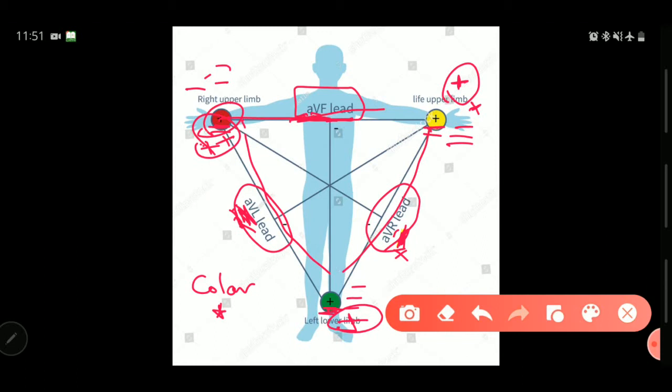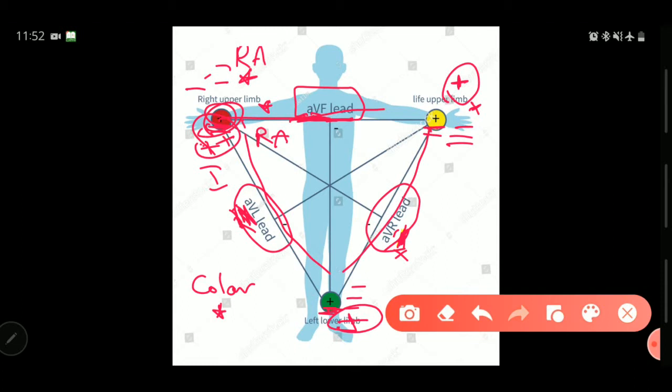So let's begin with the red color. The red color, or lead number 1, we put at the right arm. So the red color is situated on the right arm. If you don't find lead number 1 or the aVR written on the electrodes, you have to look for the red color and put it at the right arm, because it is related to lead number 1 or the aVR.